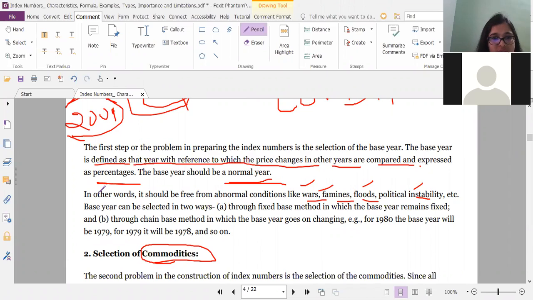So this is one thing. In other words, the base year should be free from abnormal conditions like wars, famines, floods, and political instabilities.